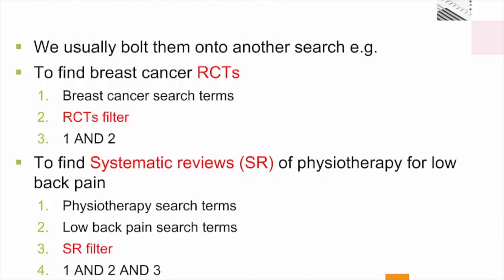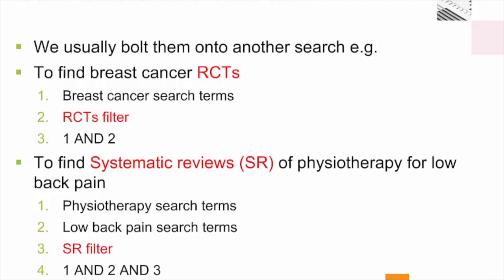How do we use filters? We usually bolt them on to another search, so they are usually an additional concept that we introduce to make a search more focused. So for example, if we are doing a search for breast cancer randomized controlled trials, we would probably develop our subject search for breast cancer, and then we could think about adding on a search filter to find RCTs that somebody else has developed. And then we would combine our search filter with the breast cancer search terms.